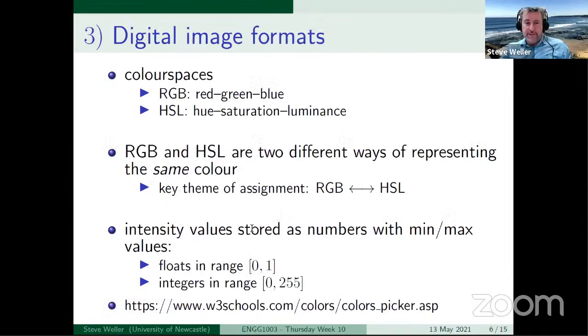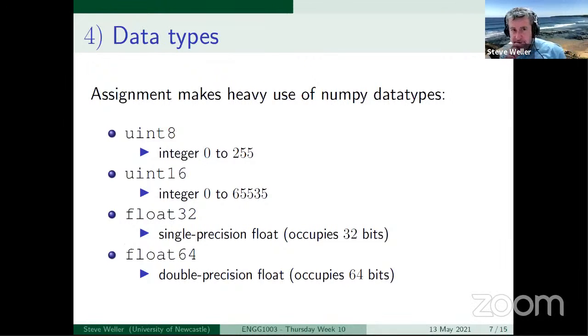Now, I've mentioned on slide 16 here that there are two different ways of representing the intensity values for color image processing. One of them is to use floats in the range 0 to 1, fractional numbers in the range 0 through to 1, or integers in the range 0 to 255. Along the way, the assignment's going to make use of at least 4 different data types that are available to you through the NumPy library.